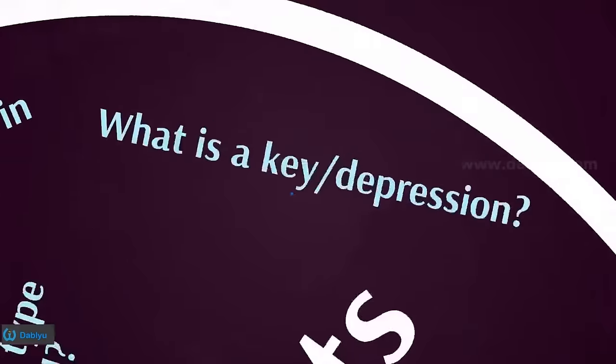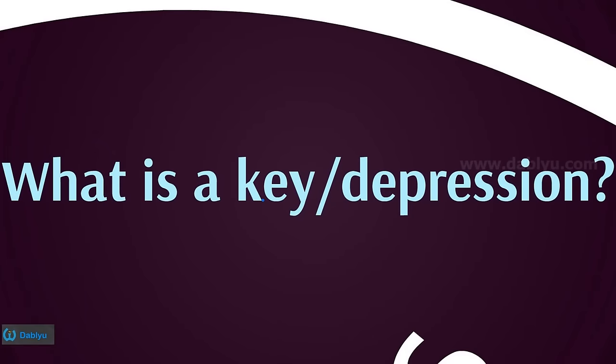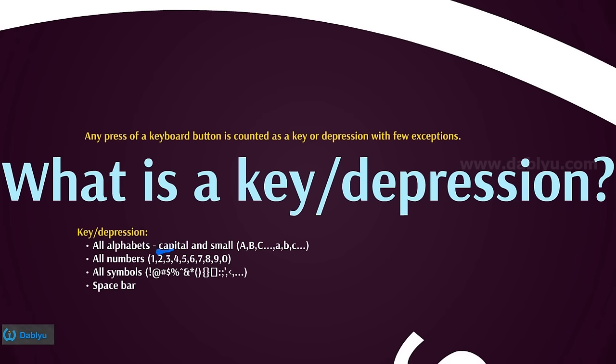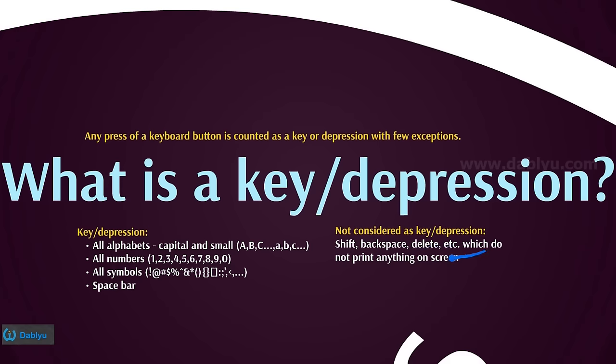So the first question: what is a key depression? We have seen this many times, like even in the pattern we saw that you will be given a 2000 depressions passage, a 1750 depressions passage and so on. Generally, any press of a keyboard button is counted as a key depression, with some exceptions. All alphabets, all numbers, all symbols and even the space bar are counted as key depressions. But shift, backspace, delete etc. are not considered key depressions because they do not print anything on screen. Okay, so this is the key depression meaning.